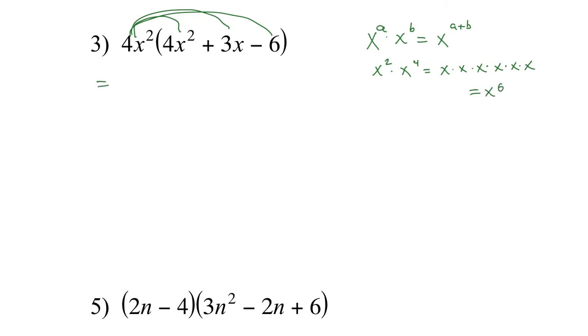So again, I got 4x squared times 4x squared. That's 16x, and then I add the exponents. 2 plus 2 is 4. Then I got 4x squared times 3x. So that's plus 12x cubed, because remember that we have a 1 here. And then I got 4x squared times negative 6. That's negative 24x squared.